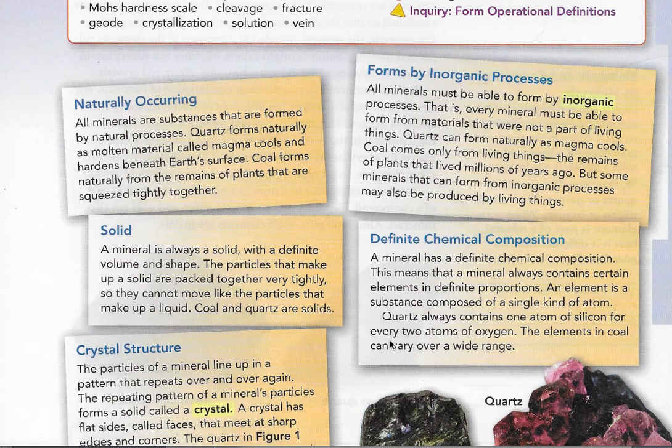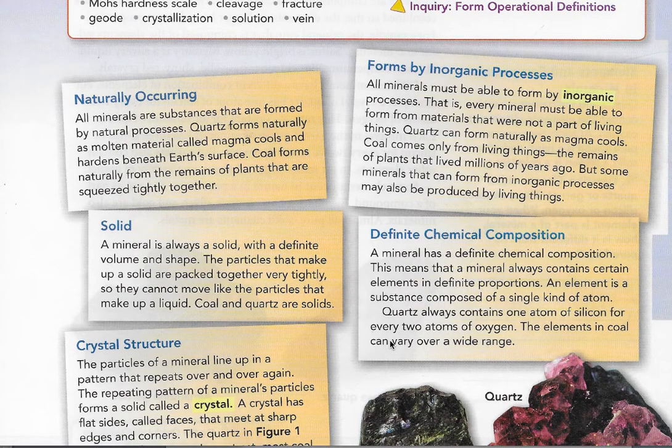Definite chemical composition. A mineral has a definite chemical composition. This means that a mineral always contains certain elements in definite proportions. An element is a substance composed of a single kind of atom. Quartz always contains 1 atom of silicon for every 2 atoms of oxygen. The elements in coal can vary over a wide range.